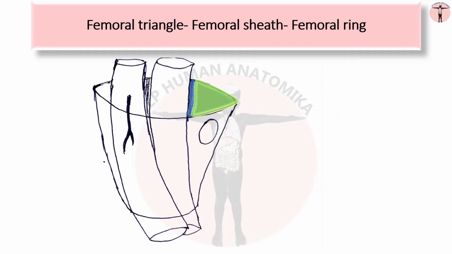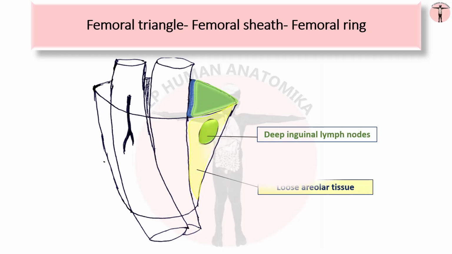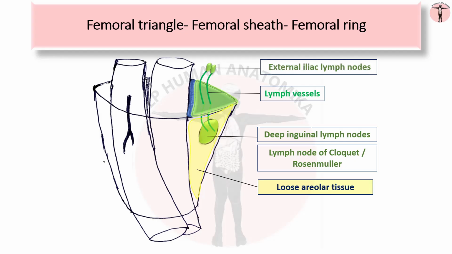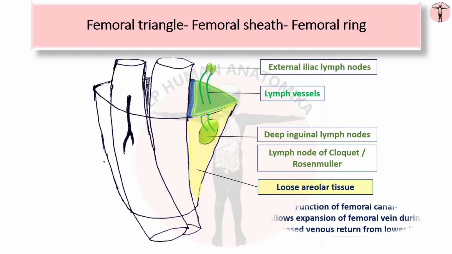The femoral canal is a potential or dead space containing the deep inguinal lymph node and some loose areolar tissue. As already discussed, the lymph node is called the lymph node of Cloquet or lymph node of Rosenmuller. The femoral septum is pierced by the lymph vessels connecting the deep inguinal lymph nodes with the external iliac lymph nodes. The canal allows expansion of the femoral vein during increased venous return from the lower limbs.